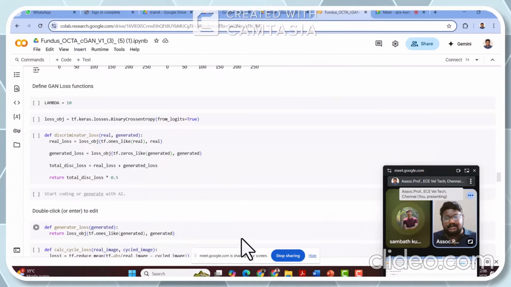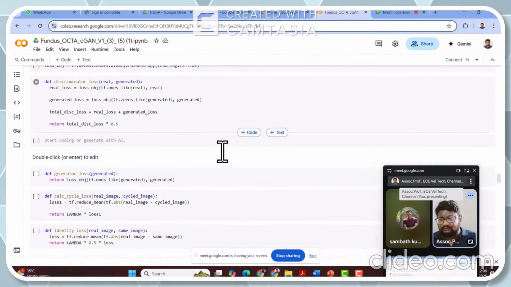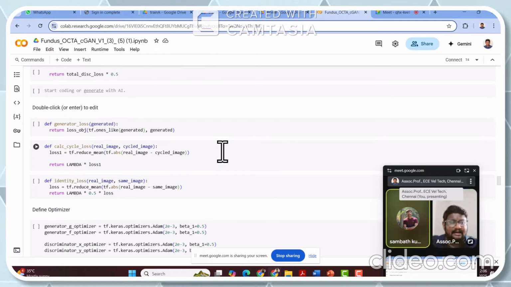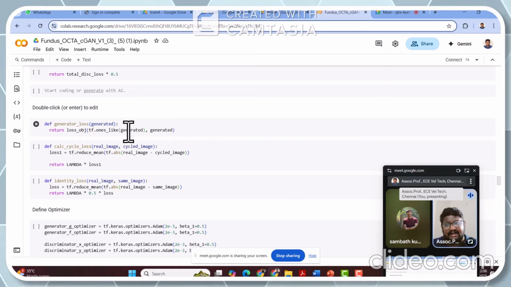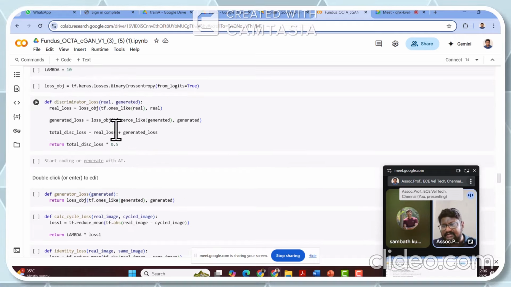What is a generator loss? It is nothing but tf.ones_like(generated). What this tf.ones_like will do is generate a tensor of ones that is equal in size to the generated image. First we'll discuss the discriminator loss. In the discriminator loss, for real images we have ones, and we have zeros for the generated images. So the real images are labeled as ones and the synthesized images are labeled as zeros.